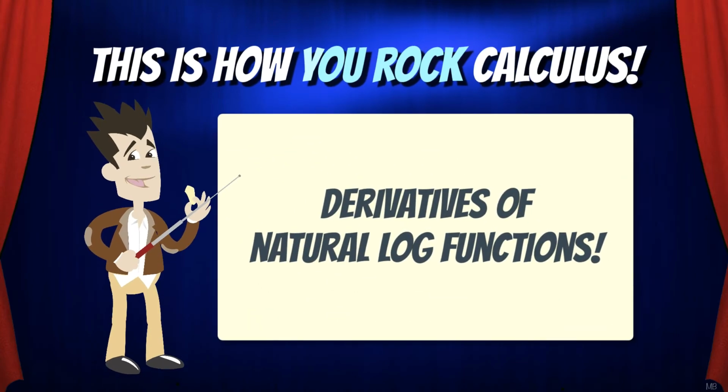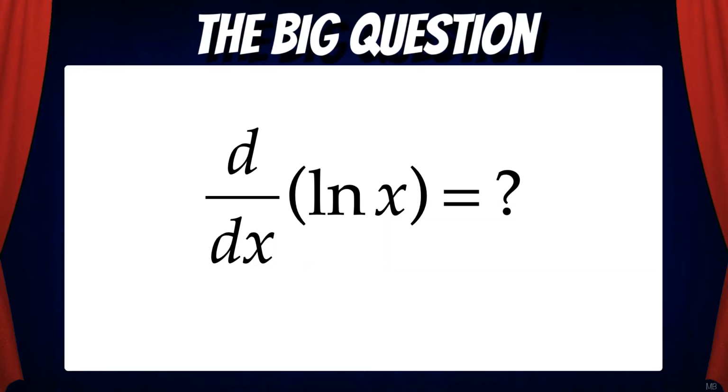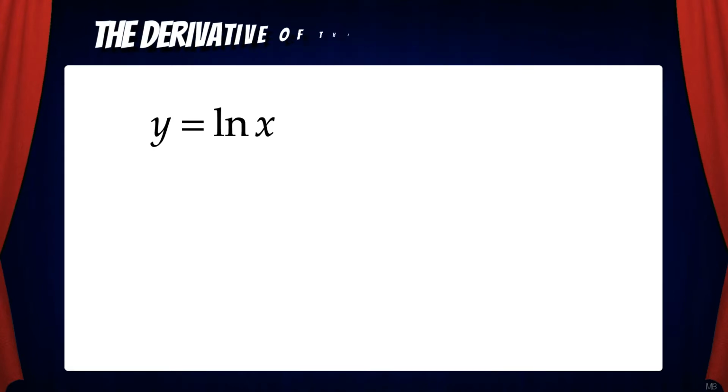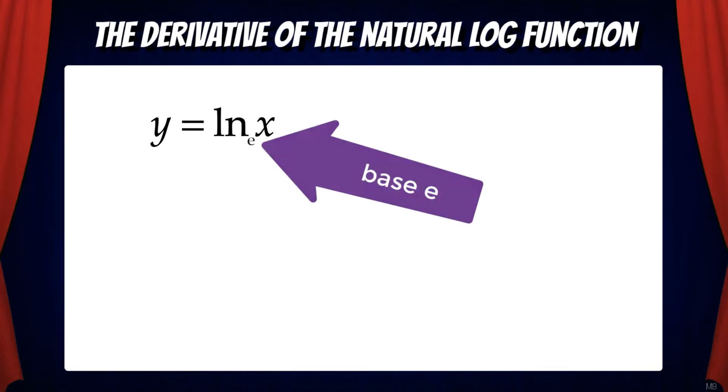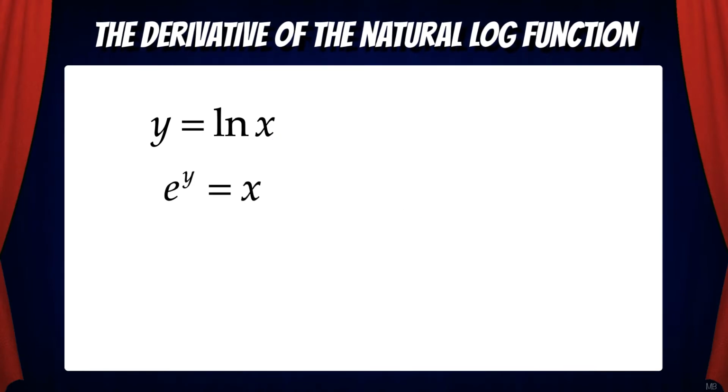Hey everybody, in this video, we're going to learn about derivatives of natural log functions. The big question is, what is d dx of ln x? In order to solve this, let's first convert y equals ln x into its exponential form. Remember that the natural log has a base of e, so y equals ln x is the same thing as e to the y equals x.